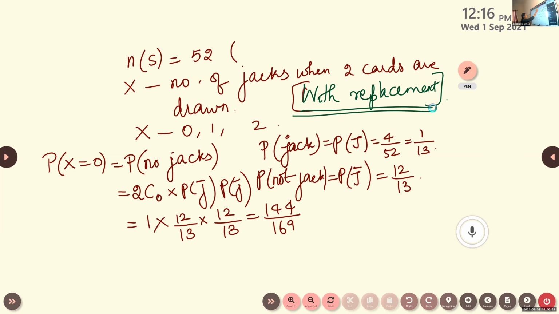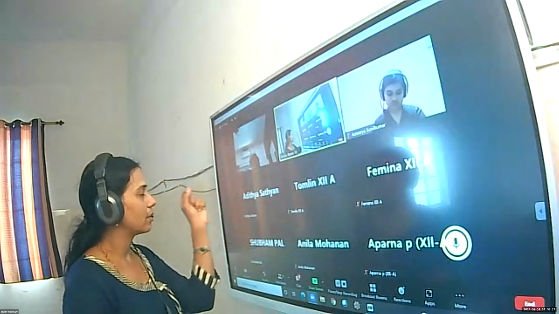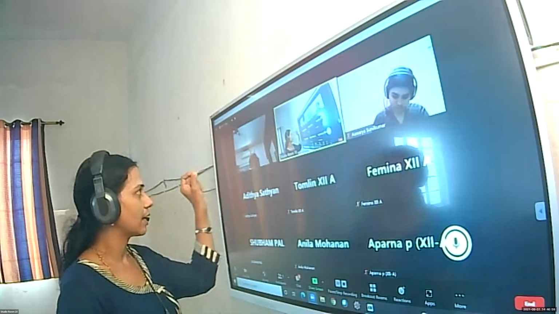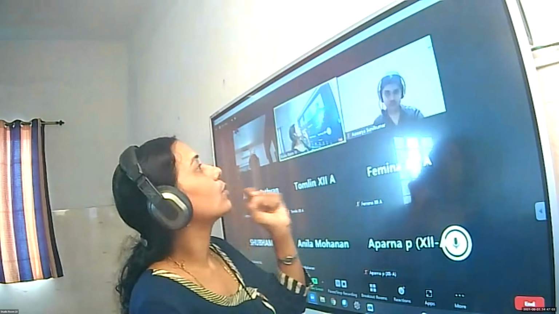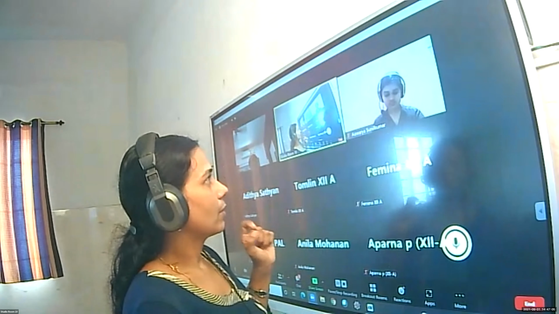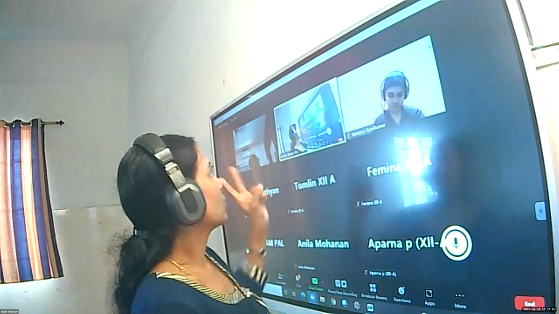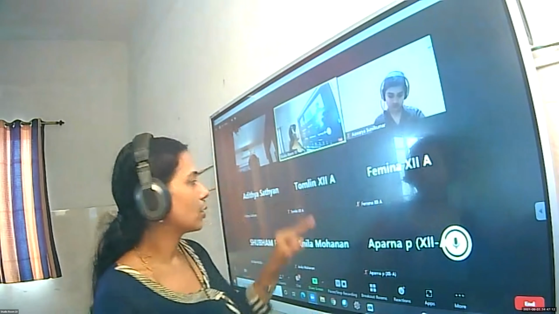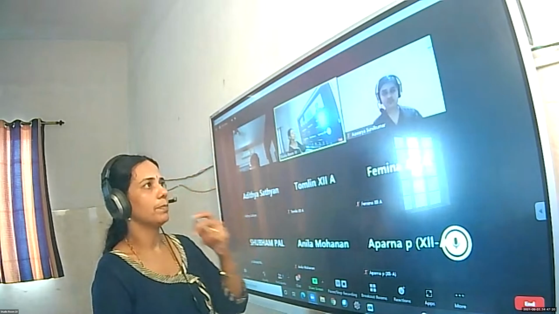Whenever it is given as simultaneously, underline it in your textbook, in your question. Underline simultaneous and note it down, that means without replacement. The same question, we are doing it in both the ways. You should know the difference. The question asked is without replacement, but for the first step, we are doing this for with replacement.